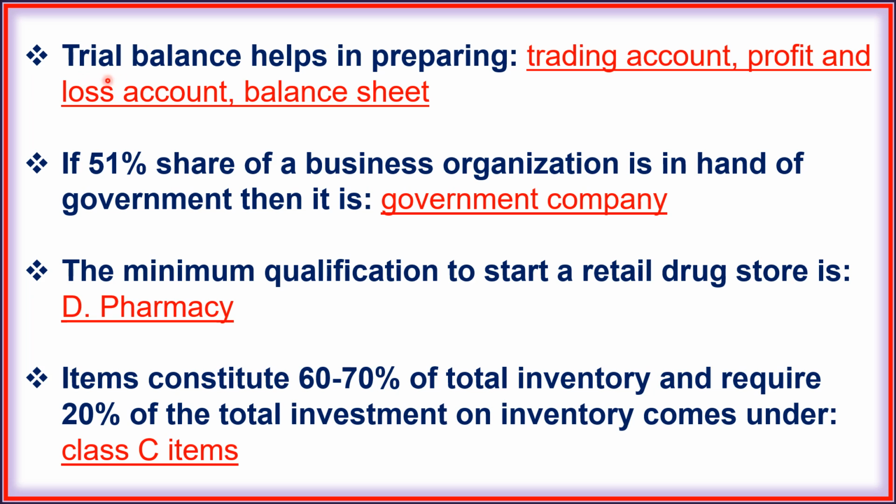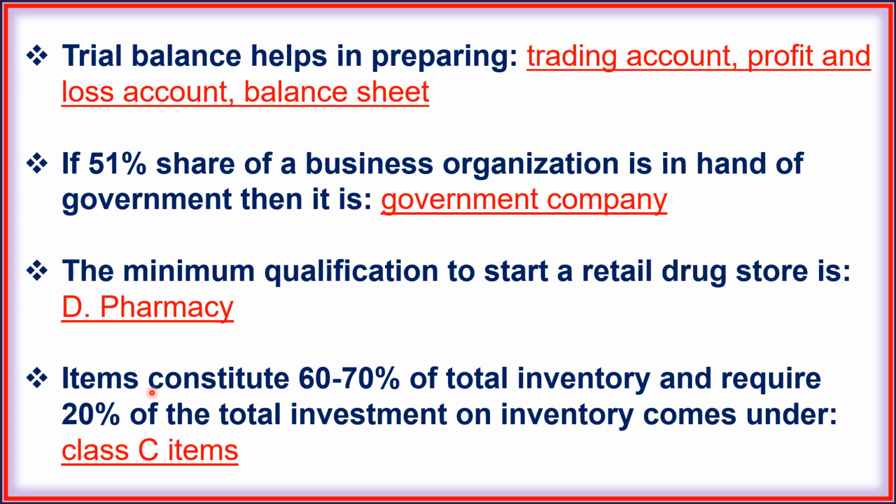Next, trial balance helps in preparing trading account, profit and loss account and balance sheet. Next, if 51% share of a business organization is in hand of government, then it is government company. Next, the minimum qualification to start a retail drug store is D pharmacy.